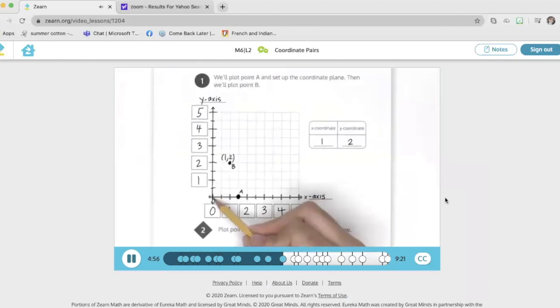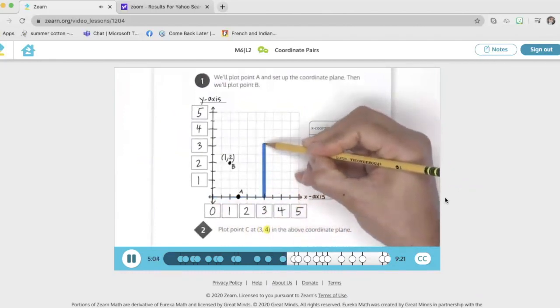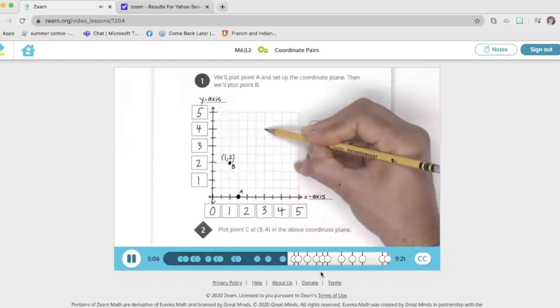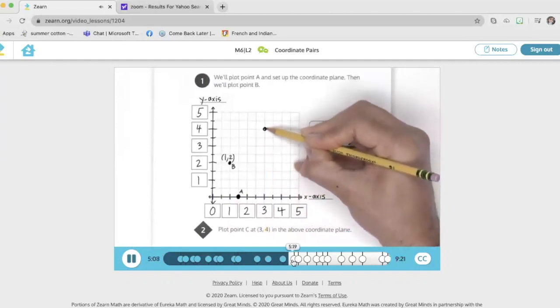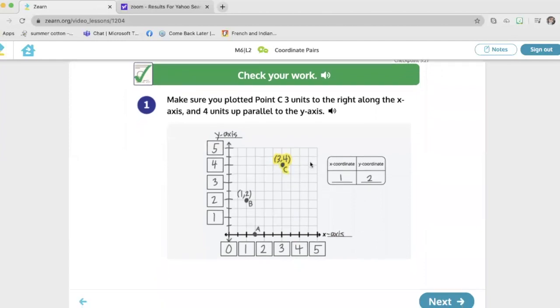Let's start at the origin. We'll travel 3 units to the right along the x-axis and 4 units up parallel to the y-axis. So point C is here. Okay, and that's what we just went over. I just wanted you to see where it was going to go. So you see how they labeled it, point C, and then they put their parentheses 3, 4.